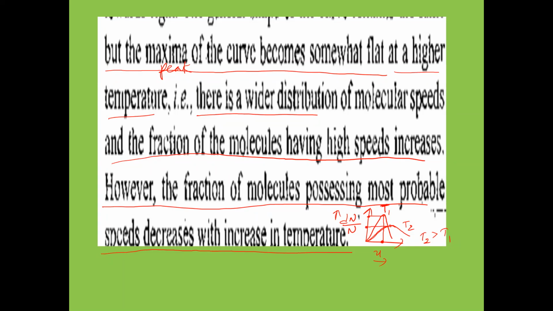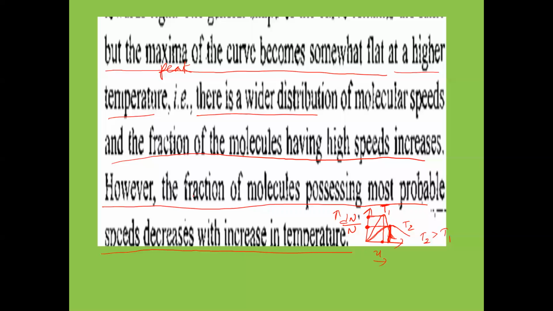So the height of the peak indicates the most probable velocity, right? So at the T2 temperature, the most probable velocity will be possessed by less number of molecules. At T1 temperature, this fraction of molecules has the most probable velocity. But at high temperature T2, less number of molecules have the most probable velocity. That's what is given here.